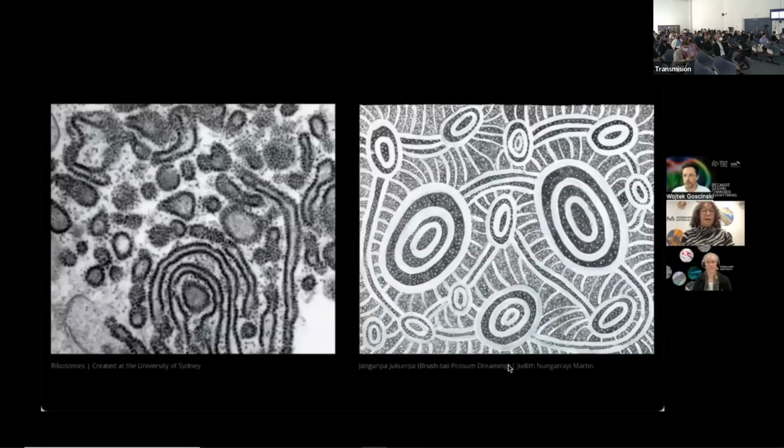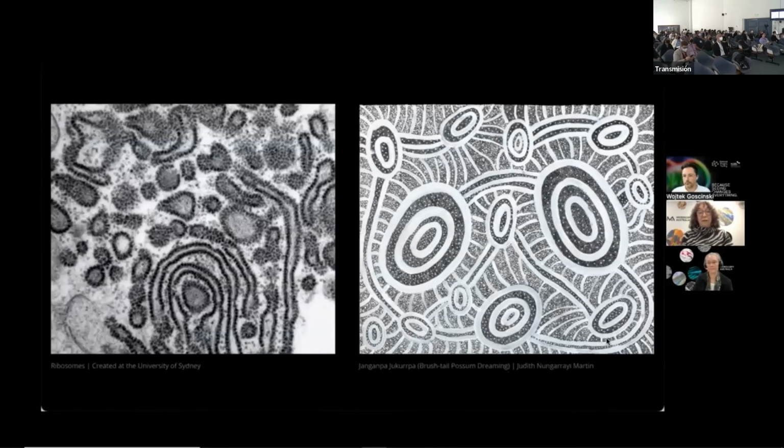This one here is an image of ribosomes on the left, which obviously are the machines that create the protein, which is the building blocks of all living creatures. And on the right, a painting by a Warlpiri artist of brush-tailed possum dreaming, which is a really powerful and important story in their culture. So there's obviously a very rich visual connection there.